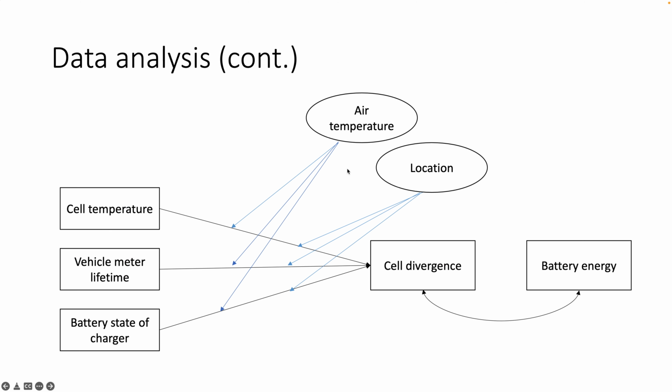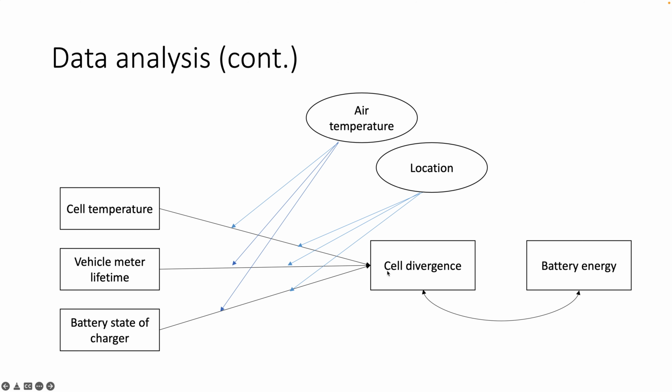To be more clear about the relationships of those factors, we have a diagram to show our hypothesis about those relationships. The first hypothesis is that we think the cell divergence is the indicator of the battery energies, as you can see from the double arrows.